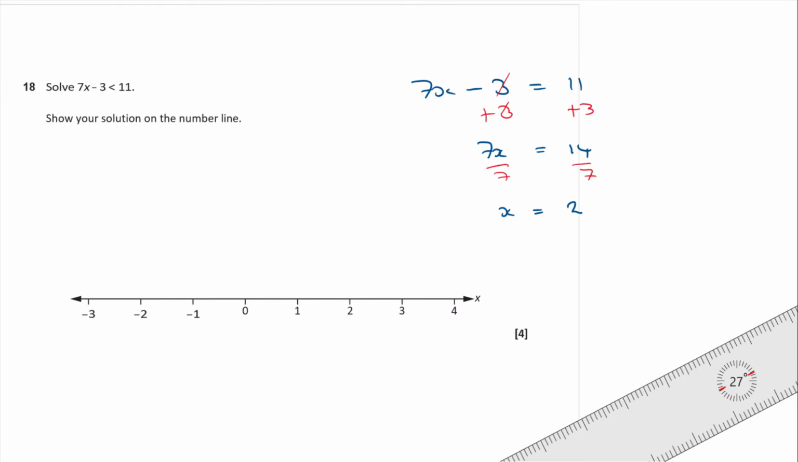But this is not an equation, it's actually an inequality. So those equal signs should actually be less than signs. Okay? But other than that, it's exactly the same as what we just did. So our solution is x is less than 2.